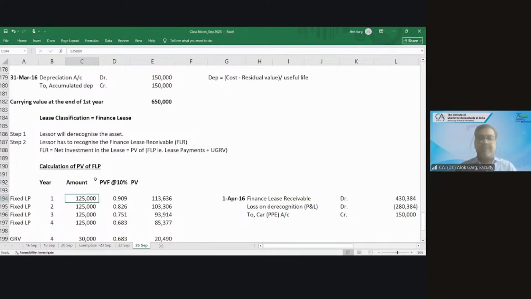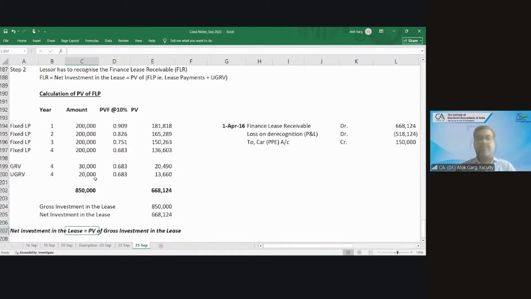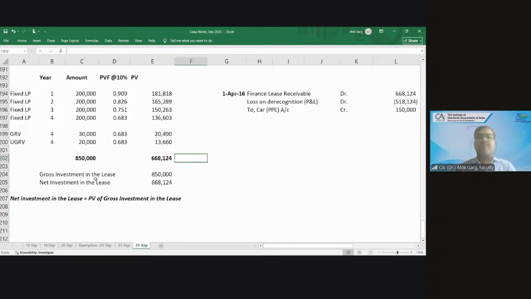Instead of 1,25,000, I am making this 2 lakh rupees. So what is my present value of gross investment in lease? What is my present value of future lease payments? 668,124. Right.